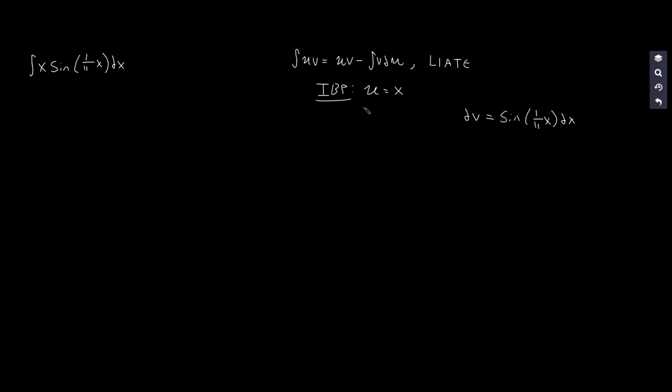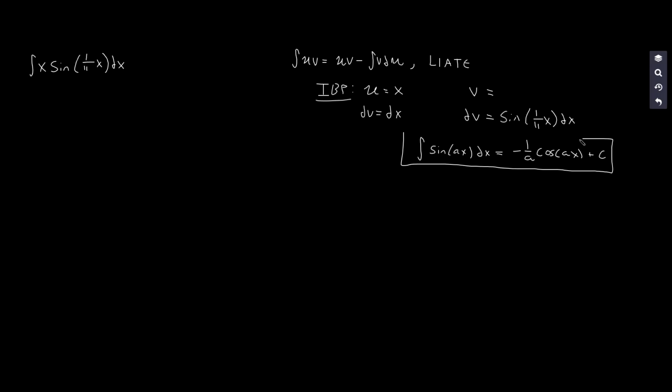Let's see, dv, that equals, well, dx, and then we want the integral of sine of a times x, integration with respect to x, and that's going to equal negative 1 over a times cosine of a times x plus c.